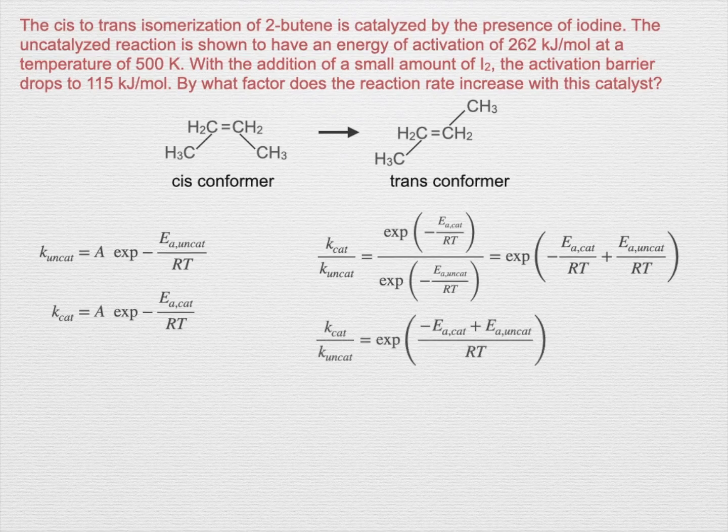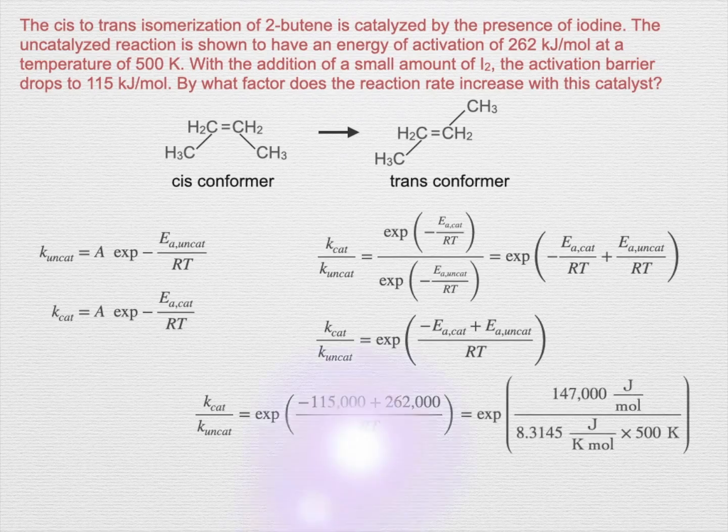When you insert the numbers, remember to not mix up kilojoules and joules. Either convert the activation energy into joules, or be sure to use R with units of kilojoules per Kelvin mole. I prefer to do the first. Multiply things out and find that the catalytic rate constant is about 2 times 10 to the 15 times faster than for the uncatalyzed reaction. Now that is a tremendous increase in rate.